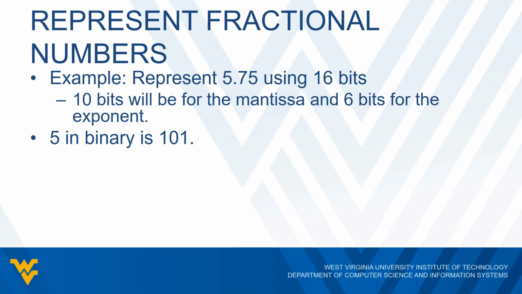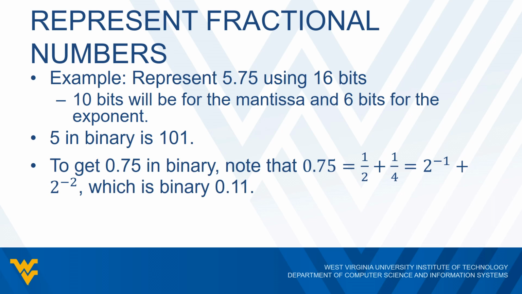Now, in binary, the value of 5 is going to be 101, and in order to represent 0.75, the fractional quantity, we can use the notation we just described in the last slide with 2 to the negative 1, 2 to the negative 2, and so forth, to see that 0.75 is simply 1 half plus 1 fourth, which ends up being 2 to the negative 1 power plus 2 to the negative 2 power, which means in binary, this is going to be 0.11 in order to get our fractional value.